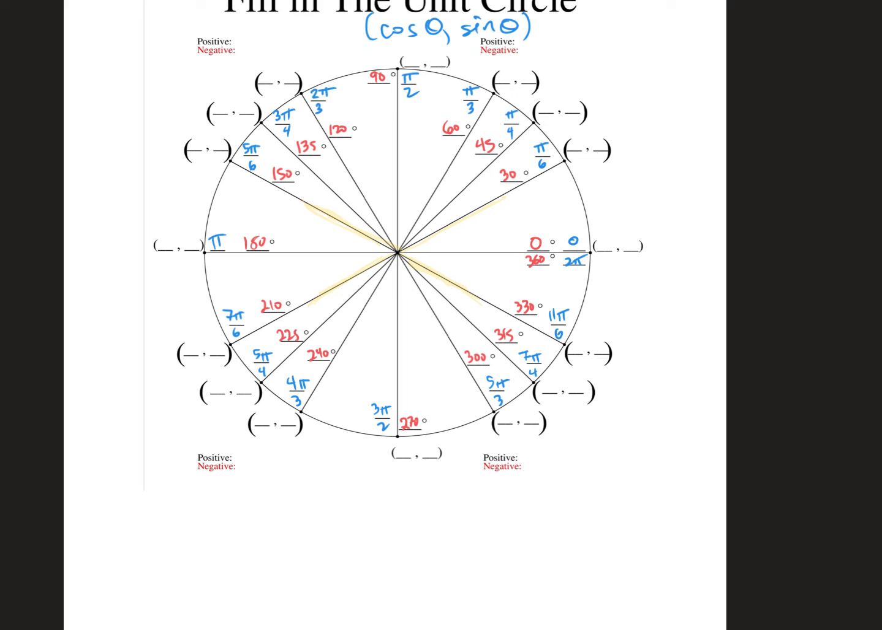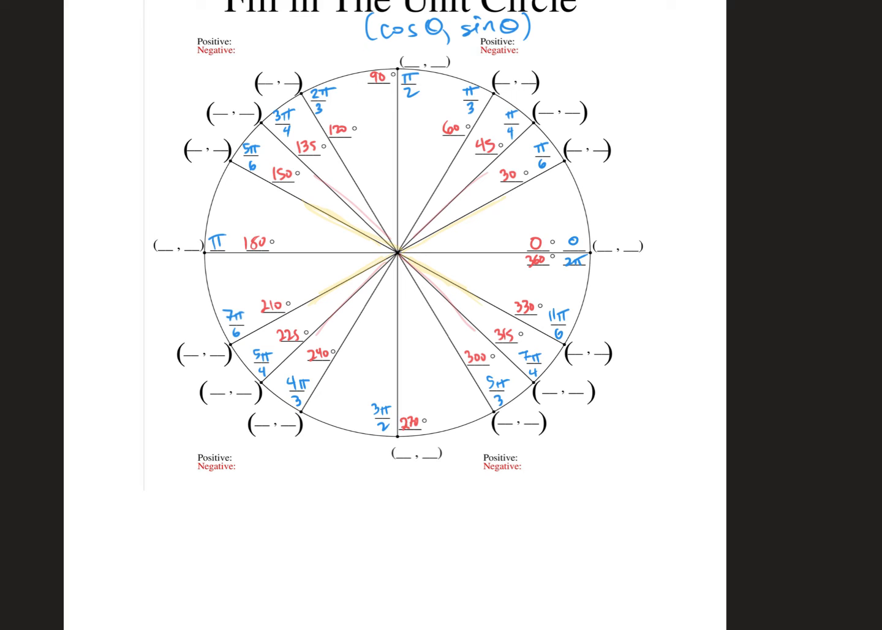If you look at the 45-degree reference angles, they all have denominators of 4. And if you look at the 60-degree ones, they all have denominators of 3. So that's one pattern that we can look at to memorize the radian values.